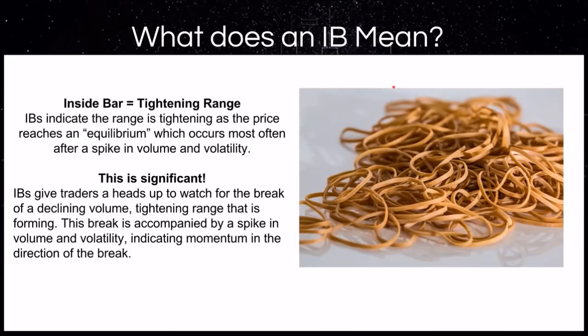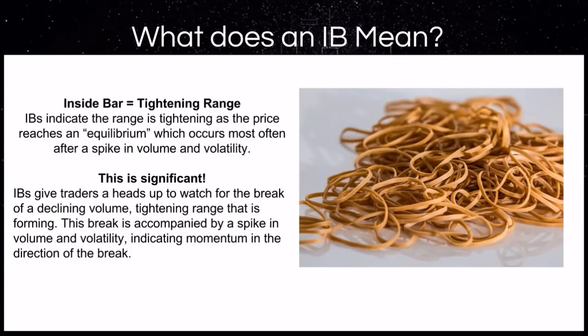And on that break is when we see a spike in volatility with momentum as well. And it's significant because it gives traders a heads up what to watch for on that break. It's usually declining volume, as I said, the tightening range, and the break is with a spike in volume. Oftentimes, I recognize that a break is about to occur, not only because the price level is so very clear, but because the volume spike is accompanying it.